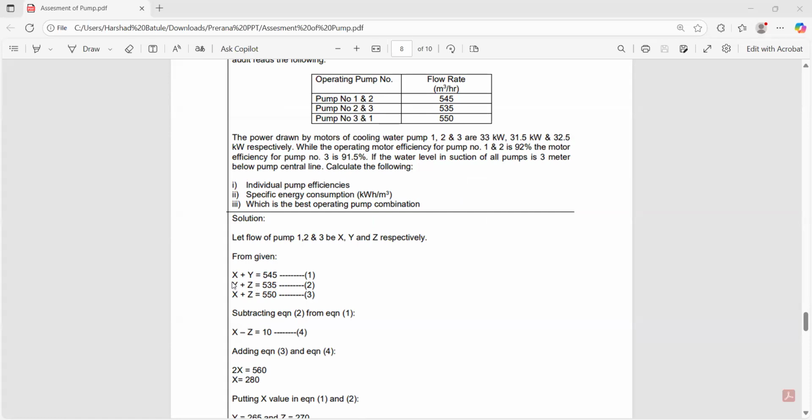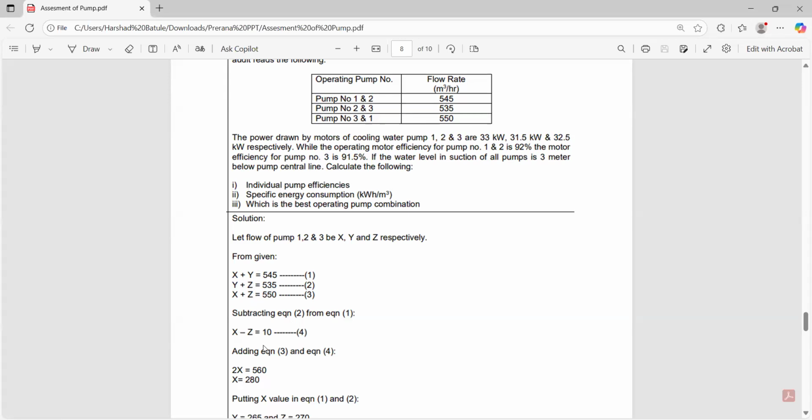If we subtract equation 1 and 2, you can eliminate y because y is common in 1 and 2. So x minus z would be 10. Got it? Yes, sir. And a fourth equation would be developed: x minus z equal to 10, apart from these three equations. The fourth equation is developed by us. So x plus z equal to 550 and x minus z equal to 10.